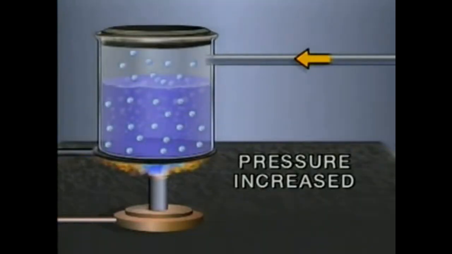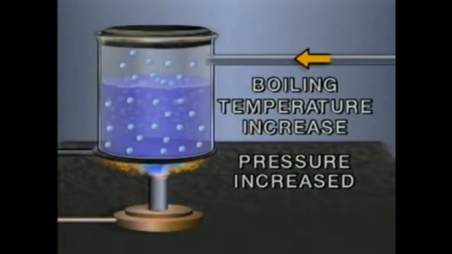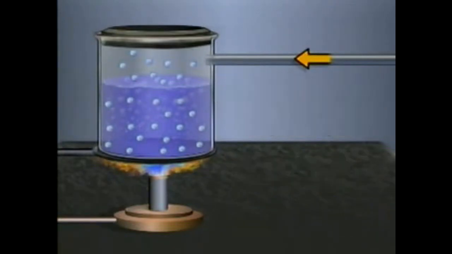If the pressure is increased, for instance, by 100 pounds per square inch, the boiling temperature will increase. In this case, the water will not boil until its temperature reaches 338 degrees Fahrenheit. The higher temperature is necessary to give the liquid molecules sufficient energy to overcome the increased pressure on the liquid.